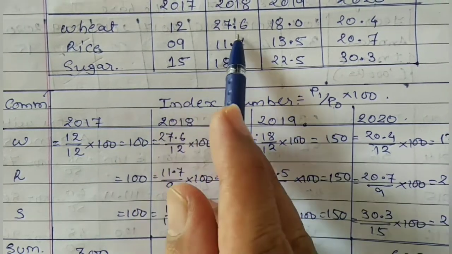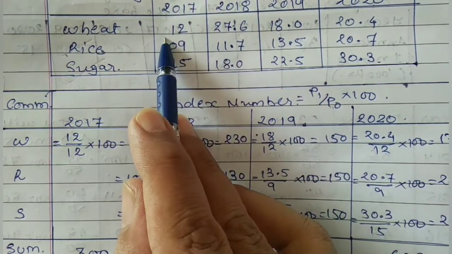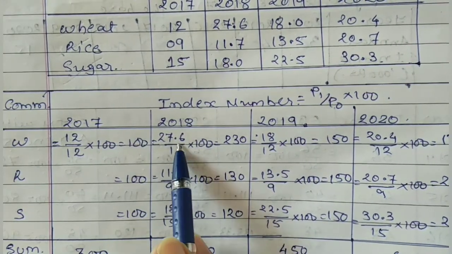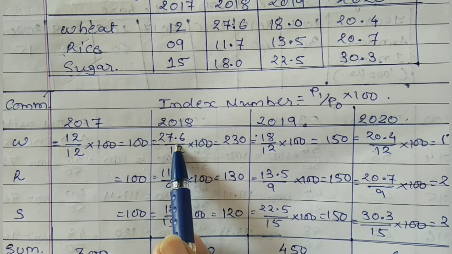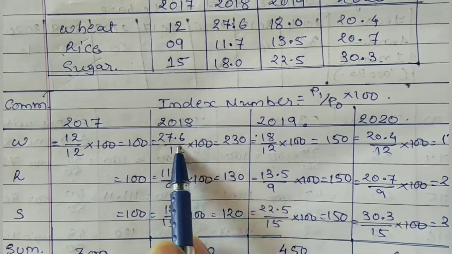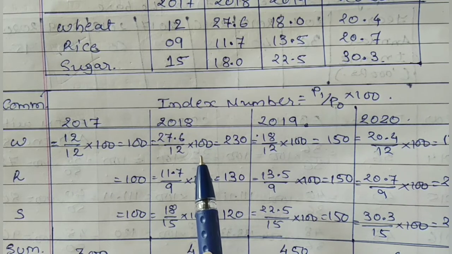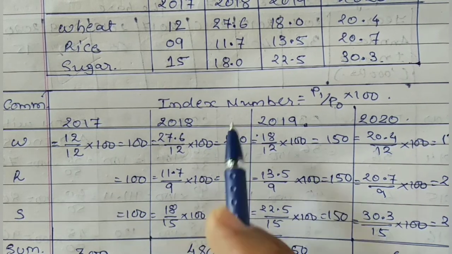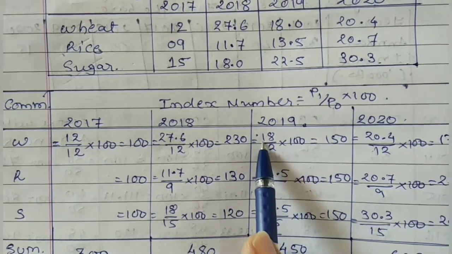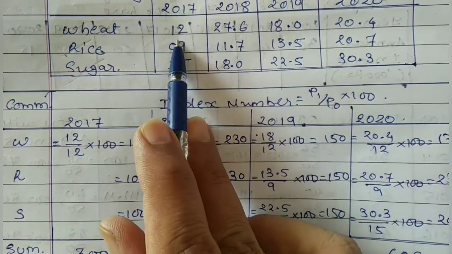Same way, current year's information for wheat is 27.6. 27.6 divided by 12 into 100. Why? Because we require to find fixed base index number, that's why your base will remain same in the next year also. For any type of information, whether FBIN or CBIN, the first 2 years' information will remain same. So for the third year, price of current year 18 upon price of base year into 100.